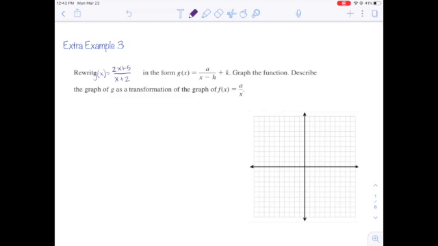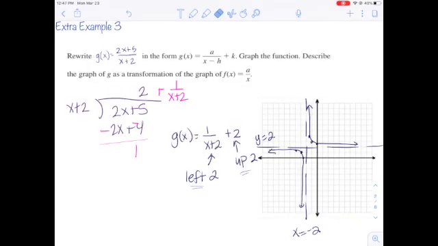So I want you guys to try this extra example, number 3. I want you to pause the video, try to work it out for yourself, and when you restart it, you'll have your answer. Hopefully you got something like this. You'll see that you can rewrite g of x into the form of 1 over x plus 2, which is a transformation to the left 2 and up 2. And make sure your asymptotes are at x equals -2 and y equals 2.